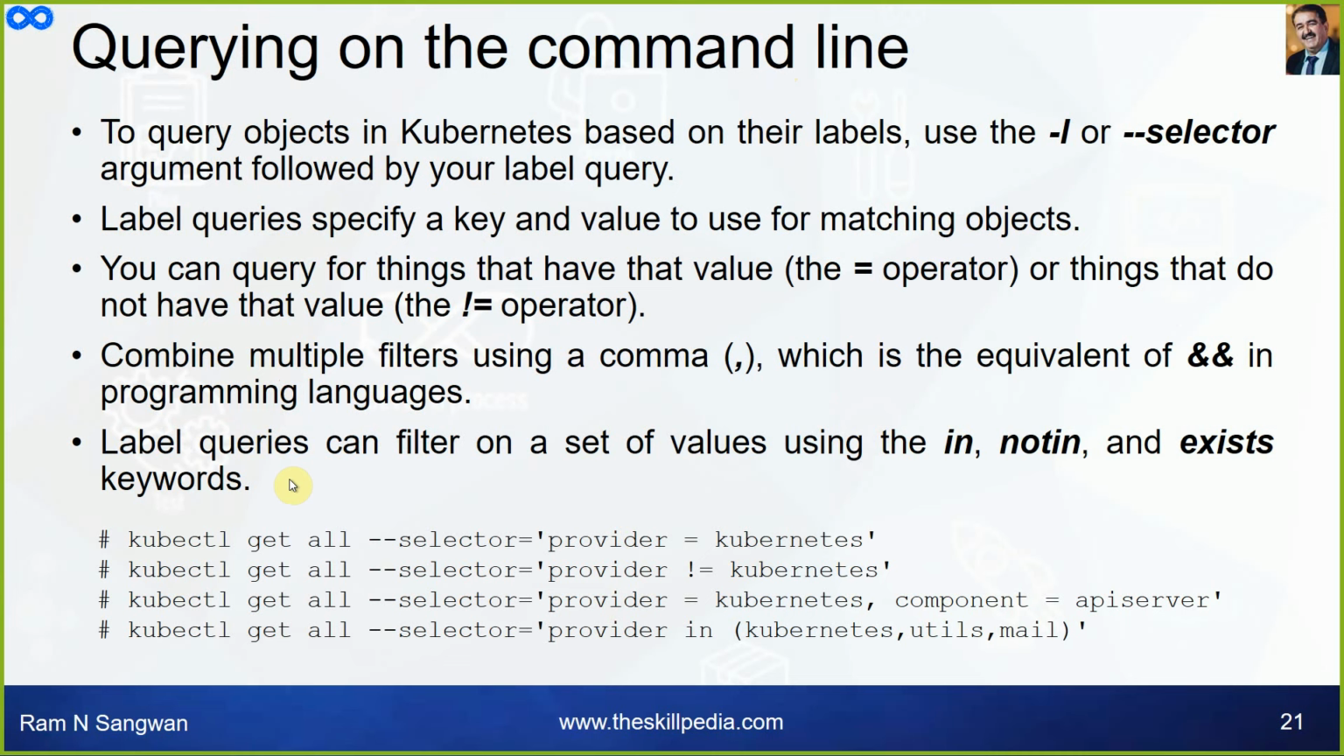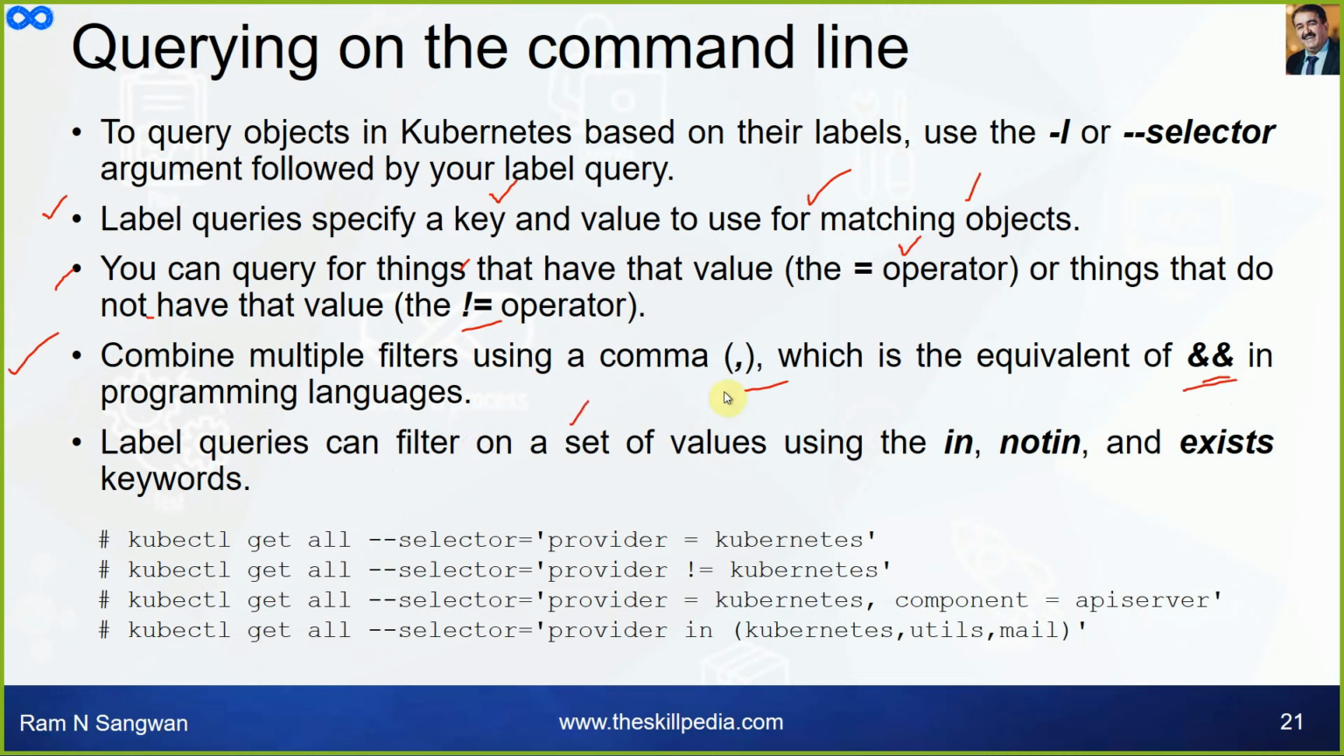Querying on the command line, even that is possible. To query objects in Kubernetes based on their labels, use -l or --selector argument followed by your label query. Label queries specify a key and a value to use for the matching objects. You can query for things that have the value, the equal to operator, or things that do not have that value, the not equal to operator. Combine multiple filters using a comma, which is AND.